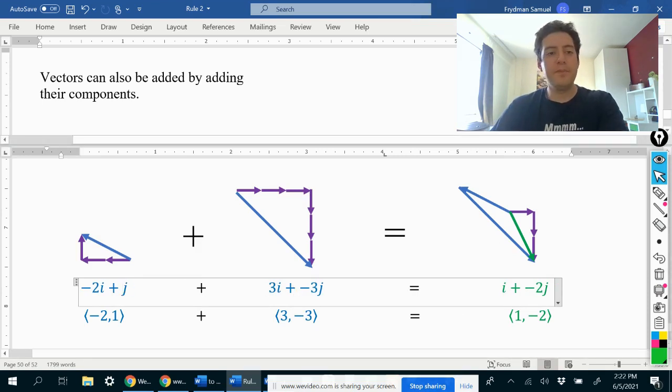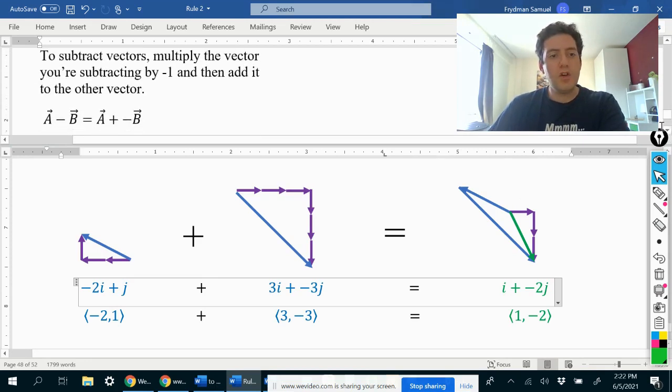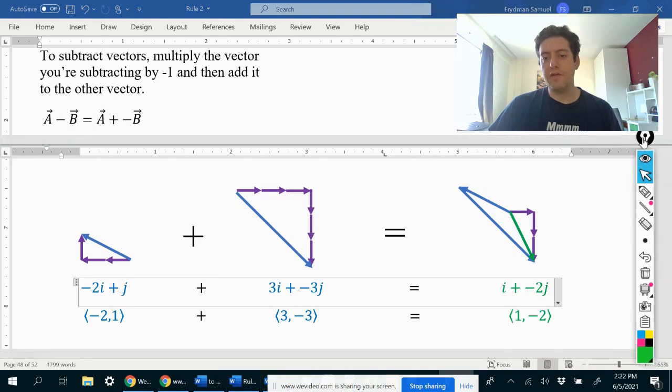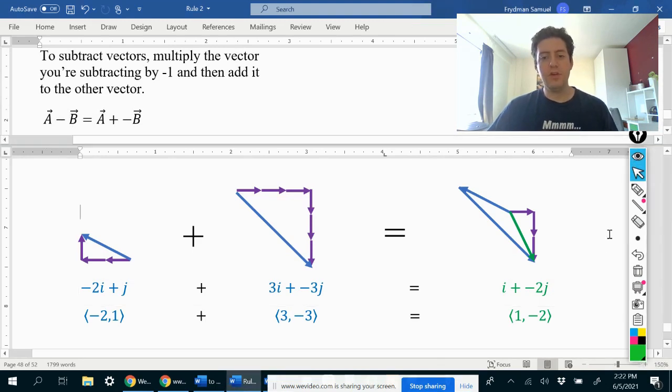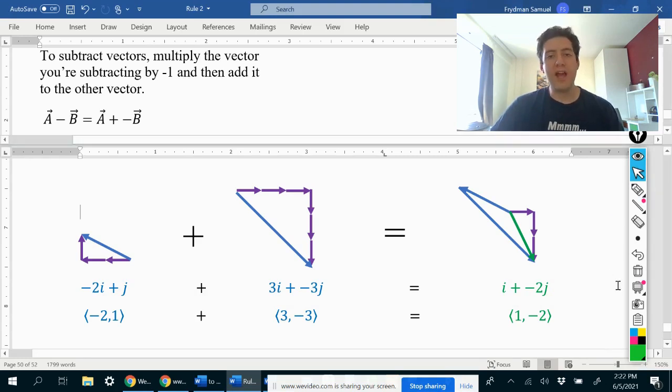All right, let's move on now and talk about subtracting vectors. So far, everything that we've been doing was addition. Even though we had some negative numbers in there, really we have just been doing addition. Now let's define what subtraction is. To subtract vectors, multiply the vector you're subtracting by -1 and then add it to the other vector.